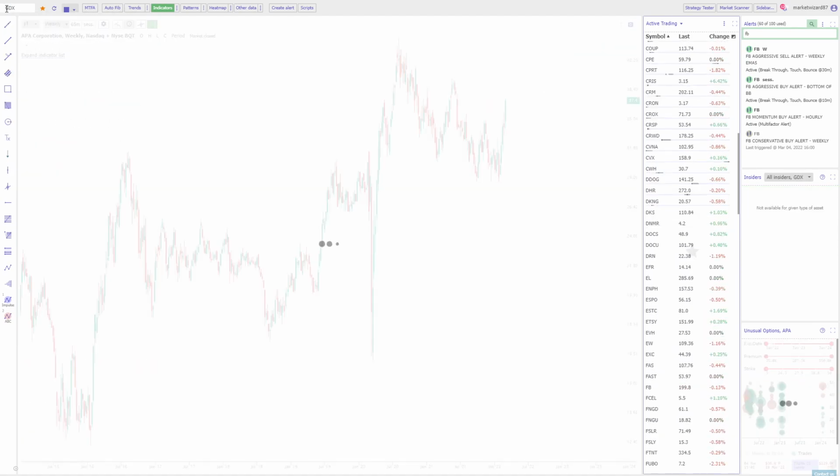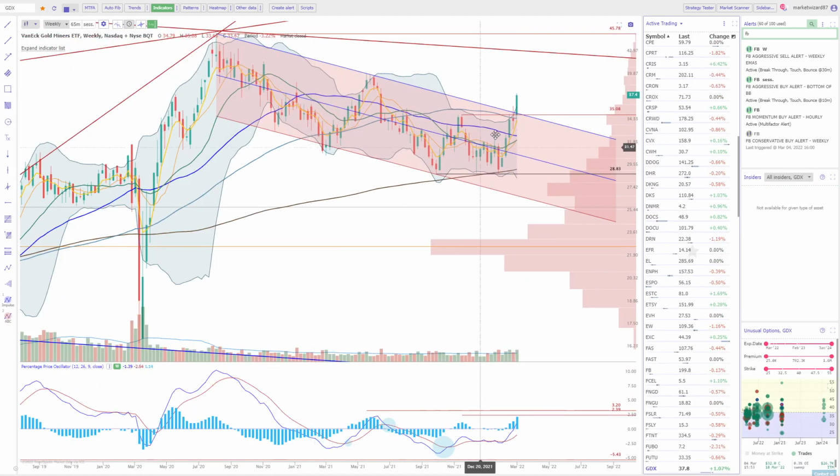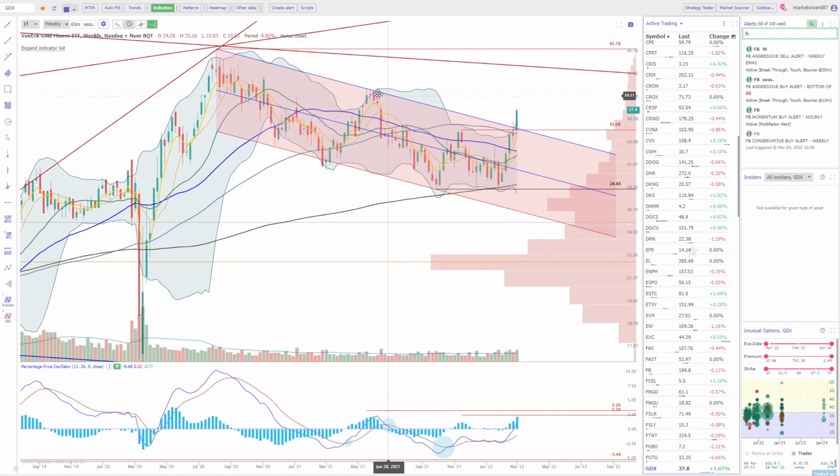And GDX is really another one. I mean, this is a breakout above the top of the band. Breakout is now underway. GDX is not as clear as gold, GLD, but it's likely to follow.